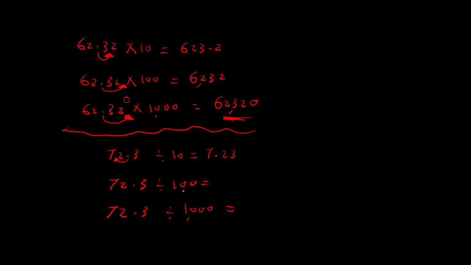So it will be 7.23. Dividing by 100, we have 2 zeros, so move the decimal point 2 digits to the left. It will be 0.723. Don't forget to write 0 in the integral part. When we divide by 1000, we will move the decimal point 3 digits. We just have 7 and 2, so we have to put 0 here. So the quotient will be 0.0723. So don't forget, when we multiply, we move the decimal point to the right. When we divide, we move the decimal point to the left. We studied this before.